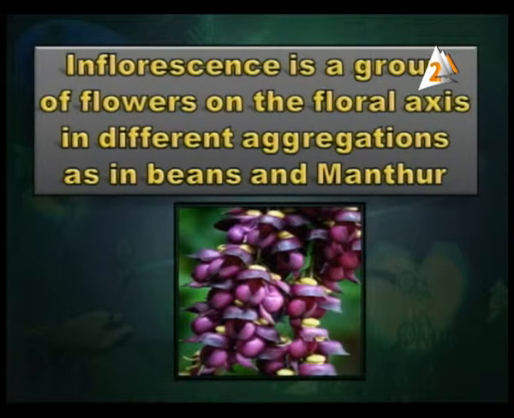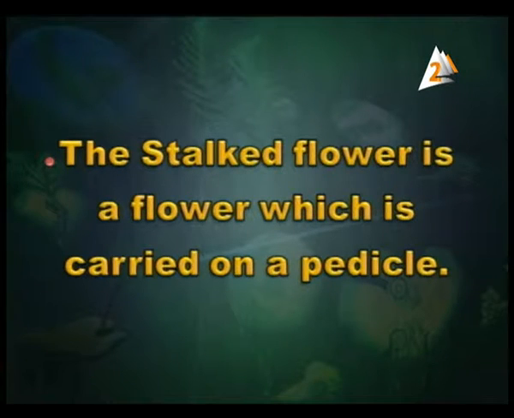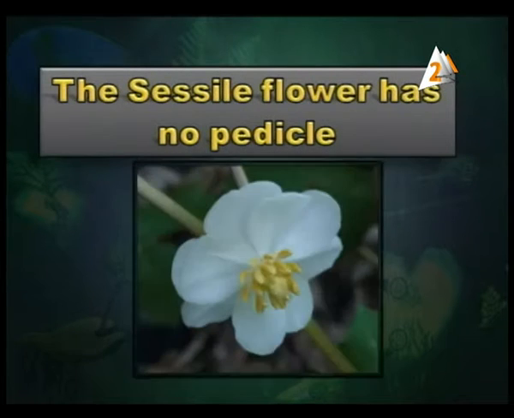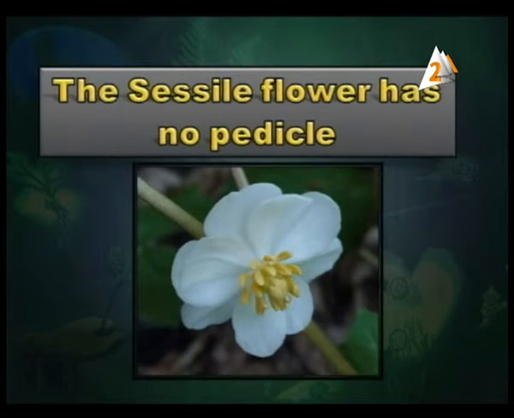Another type of classification is according to the presence of the stalk of the flower. If the flower has a stalk, we call it a stalked flower, and it is carried on the stalk, which is called the pedicel. So the stalked flower is carried on a pedicel. While there is another type of flower which is called a sessile flower. This sessile flower doesn't have any pedicel, so there is no stalk in this type of flower.